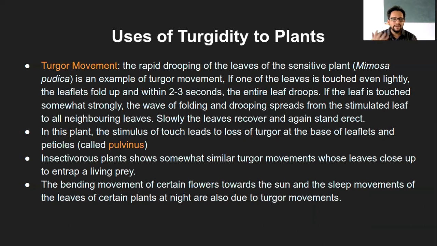You surely know what the touch-me-not plant is, and when you touch it, what happens? Its leaves close up. That particular situation is because of the turgor movement. If one of the leaves is touched lightly, the leaflets fold up within 2 to 3 seconds, and the entire leaf droops. If the leaf is touched somewhat strongly, the wave of folding or drooping spreads from the leaf to all the neighboring leaves. So if you touch very lightly at one corner, it will close slowly.